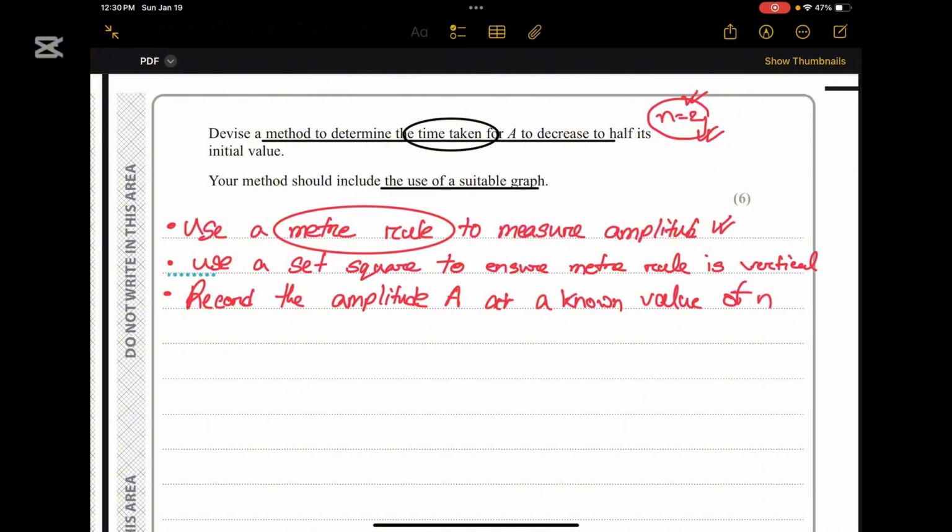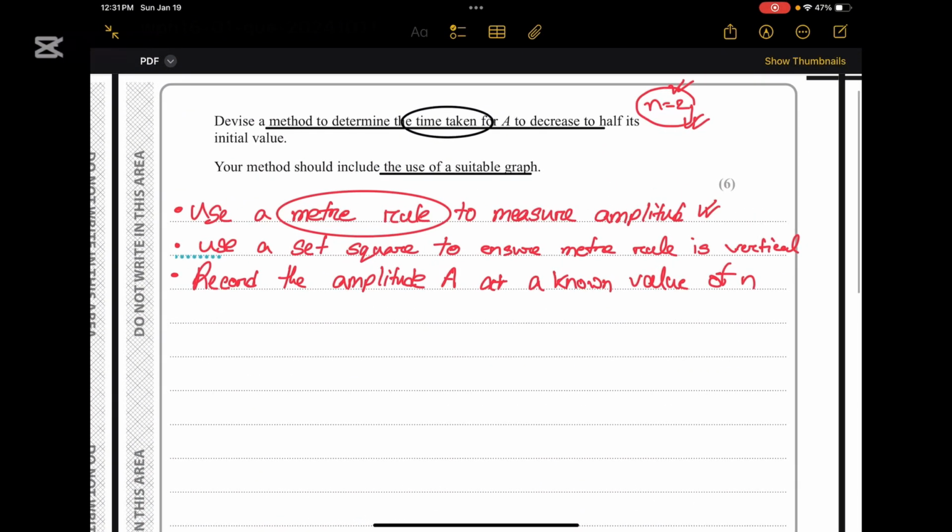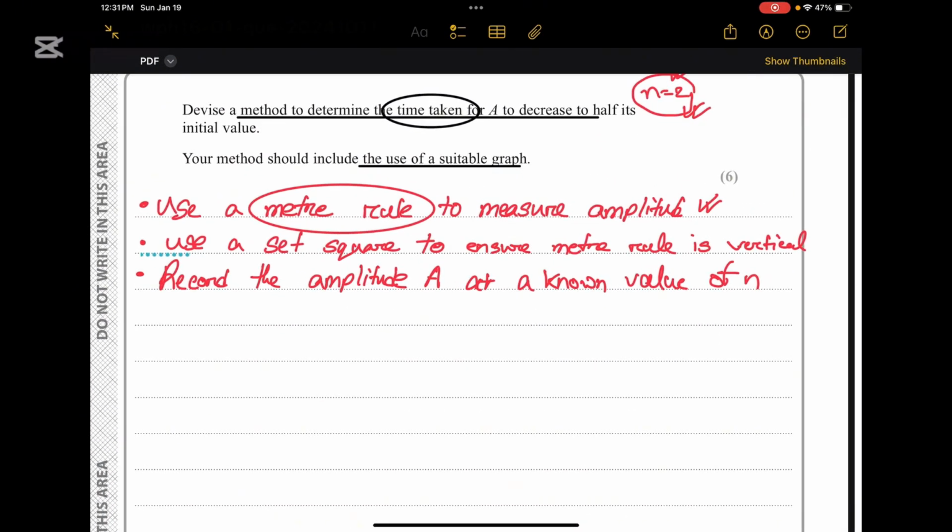And we cannot record for one value. We have to record this for at least 5 sets of data. For 5 different values of n, we have to record the value of A. When n is equal to 3, what is the value of A? When n is equal to 4, what is the value of A? Like this, we have to record A for 5 different values of n.